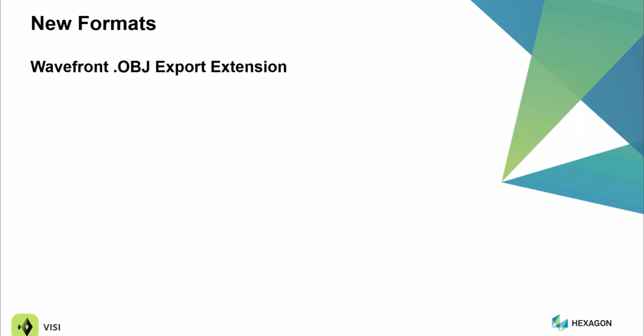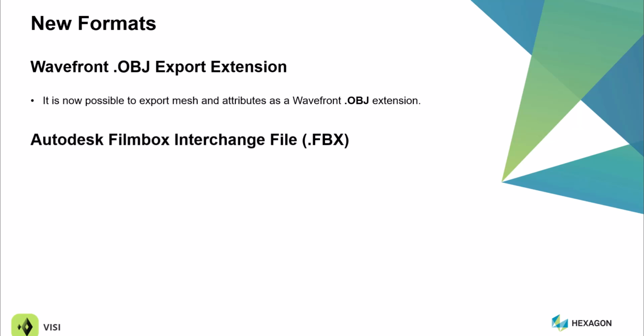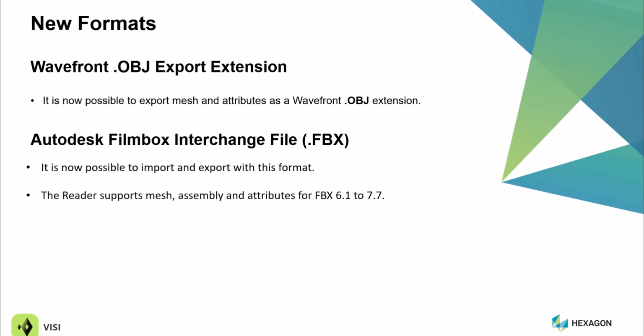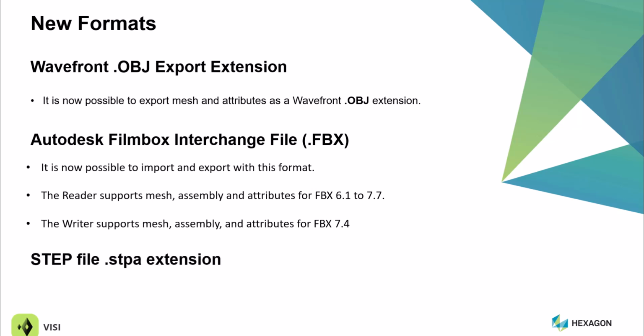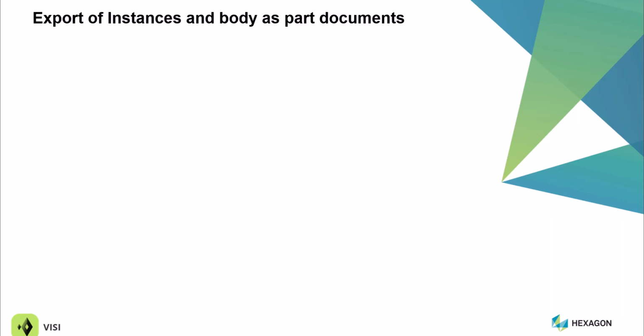We're going to talk about some of the new formats. Wavefront .obj extensions for export. It is now possible to export a .obj file out. Autodesk Filmbox. The .fbx files are now supported inside of VISI. It's possible to import and export these files. The reader supports meshes from FBX 6.1 and 7.7. So the writer supports FBX 7.4. And you now can import the .stpa STEP file extension.